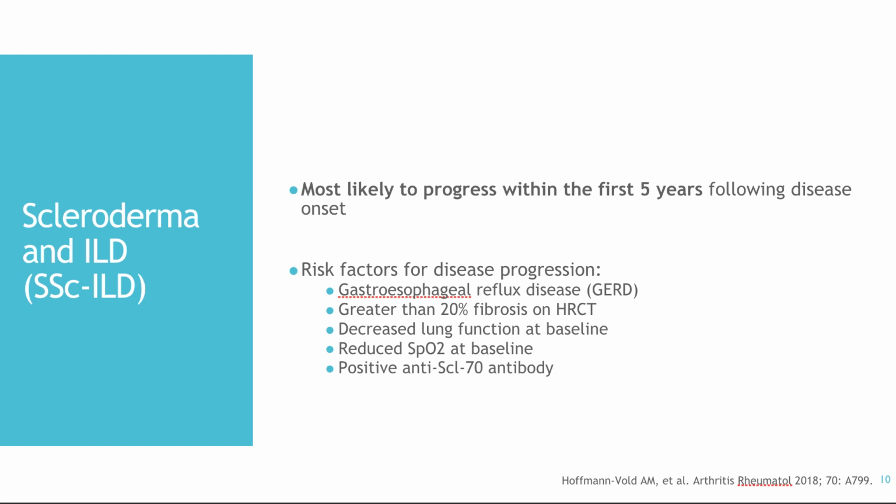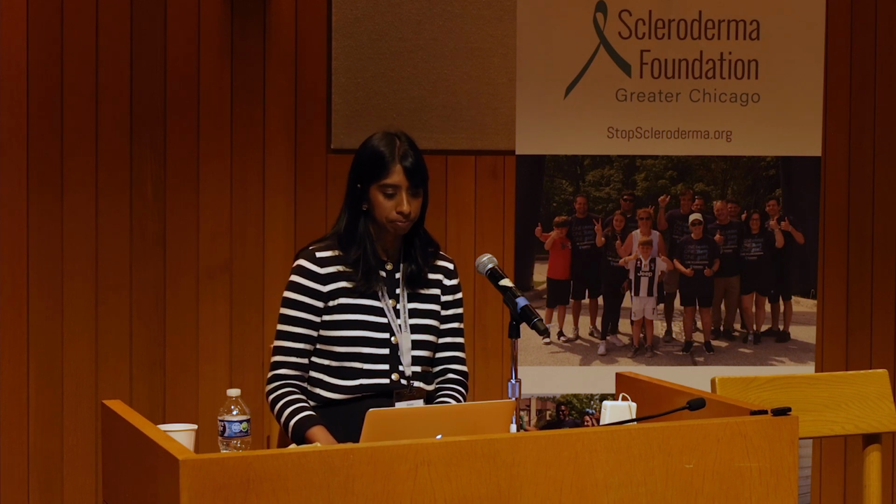And then finally, we talked about the antibody profile being related to your risk of developing disease. It's also related to your risk of having progressive disease. And so that same antibody, that SCL-70 antibody, if it's positive, you're both more likely to get ILD and more likely for it to progress.